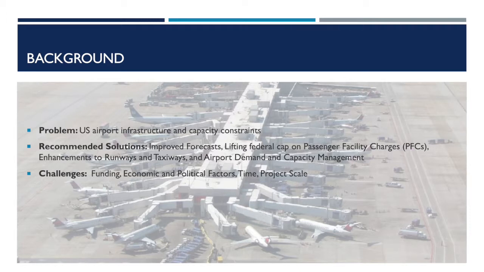So the problem is U.S. airport infrastructure and capacity constraints. There are several recommended solutions, and of course there are challenges with implementing those solutions. The aviation industry exists and thrives because of the global infrastructure containing manufacturers, investors, regulatory agencies, airlines, and airports, to name a few. The goal of this project is to review the problems surrounding the infrastructure of U.S. airports and its relationship to capacity constraints.